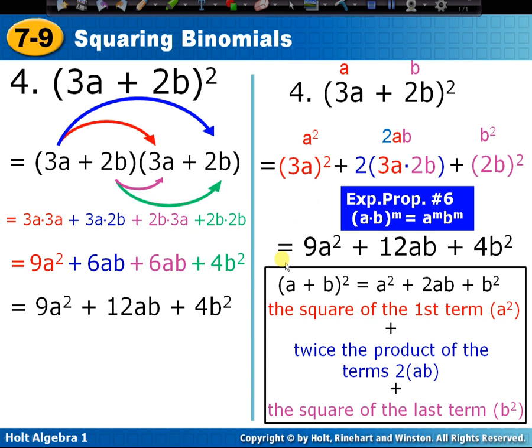So take a minute, make sure you have this copied. You do not have to have what's in the blue box or what's in the box down here. You just need to have the work for the problem. Take a minute, make sure you have that down before you move on.